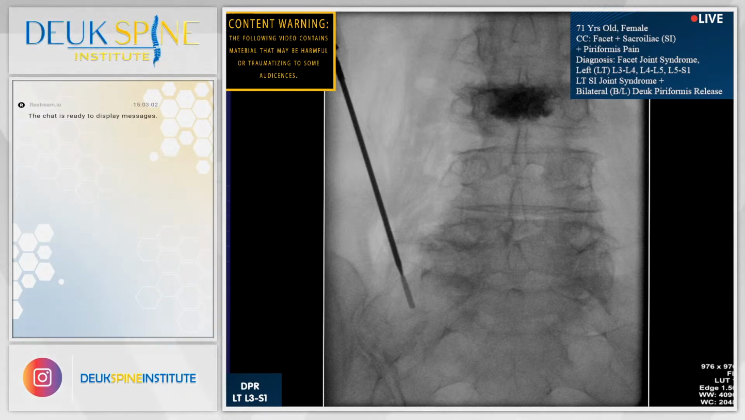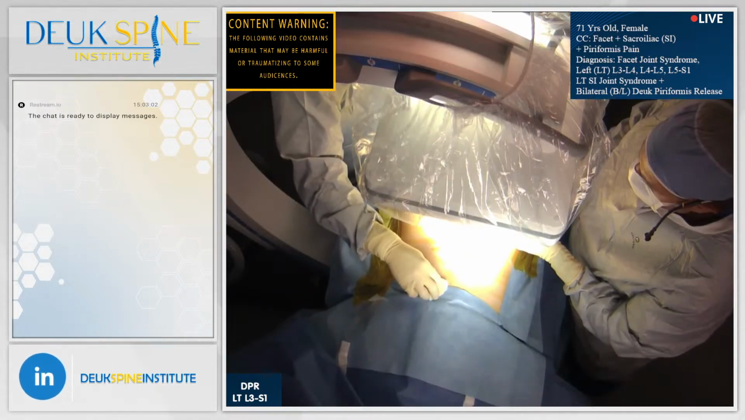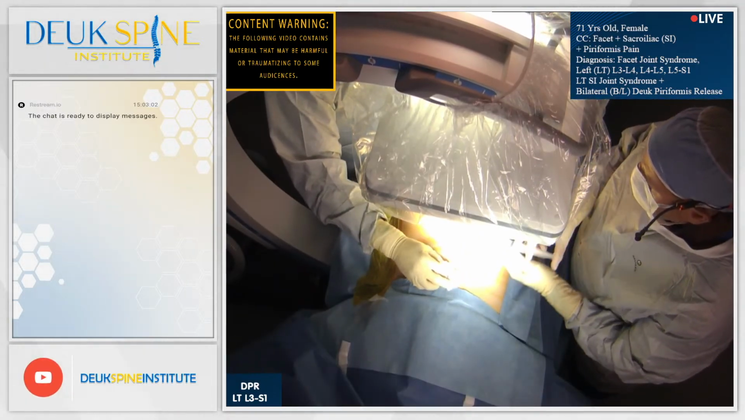All right, we're done with the lumbar facets. I'm going to move on to the SI joint next. So you can end the stream and we'll come back and do a left sacroiliac joint Deuk plasma rhizotomy.